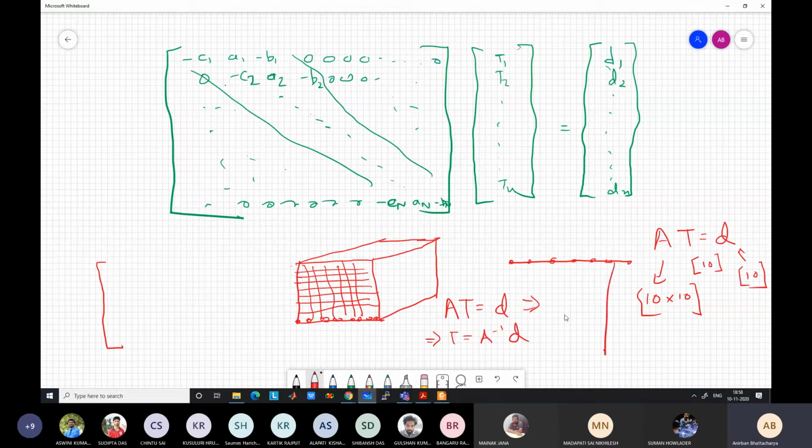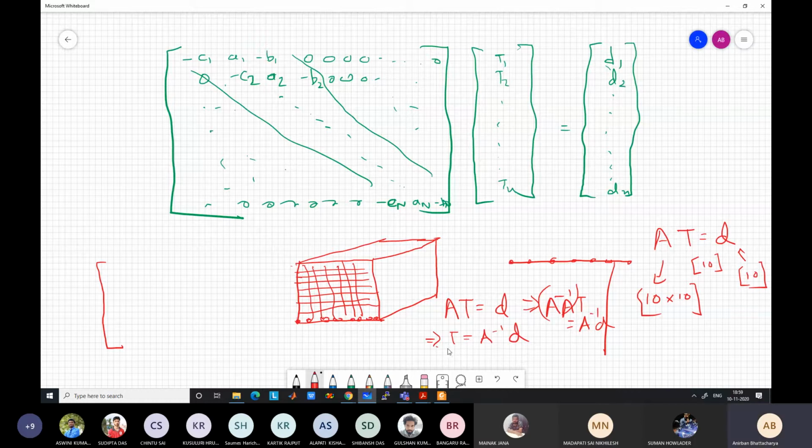Means if you want to know the steps, you cannot directly make it inverse. So A inverse A T is equal to A inverse D, and this A inverse A is the identity matrix. Okay. So it leads to this value: T is equal to A inverse D.